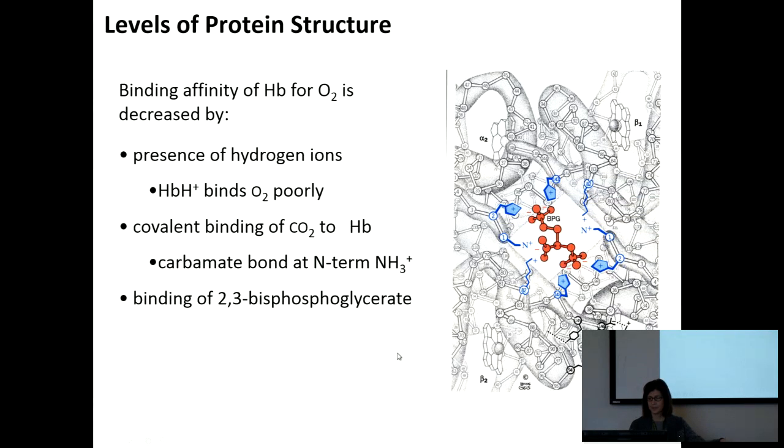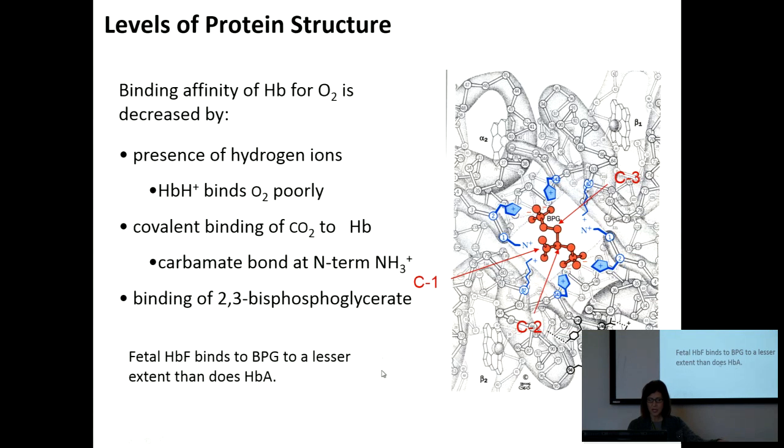Pregnant women have a 30% increase in BPG over the rest of us. You don't need to know what these C1, 2, and 3 are. Don't worry about those. Interestingly, fetal hemoglobin binds BPG to a lesser extent. So the mom has a lot of BPG around. The BPG is going to come in and kick out any oxygen that's on the hemoglobin. The oxygen will be floating around, go through to the baby.